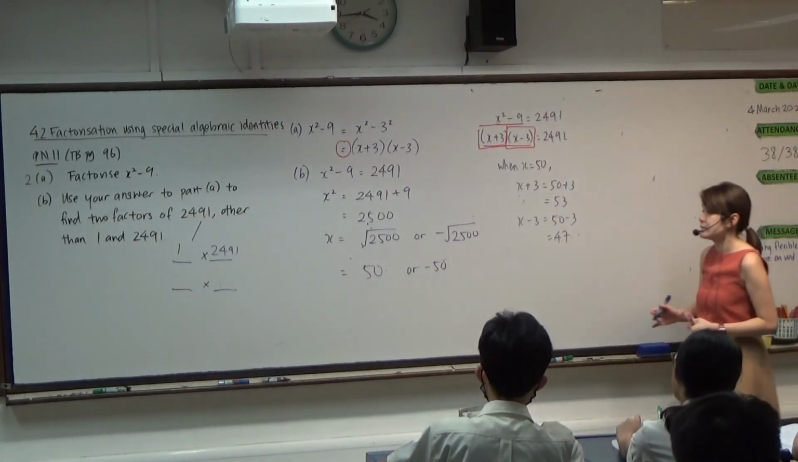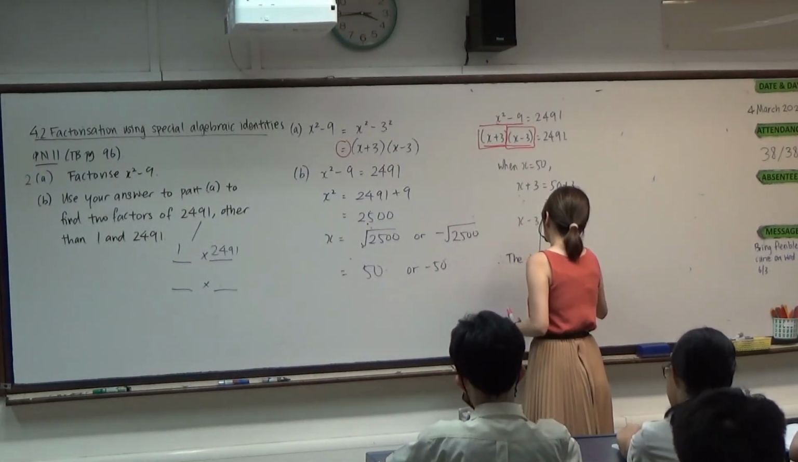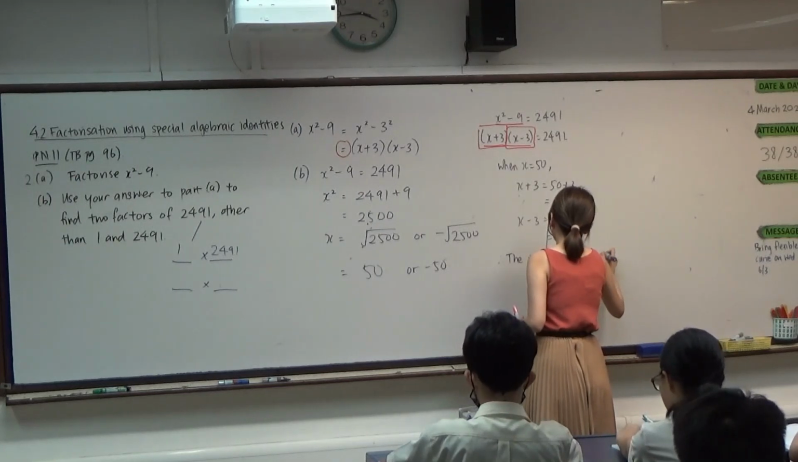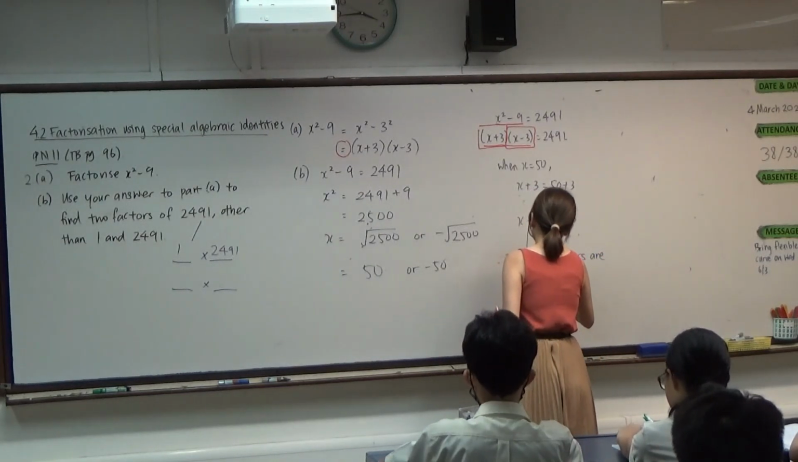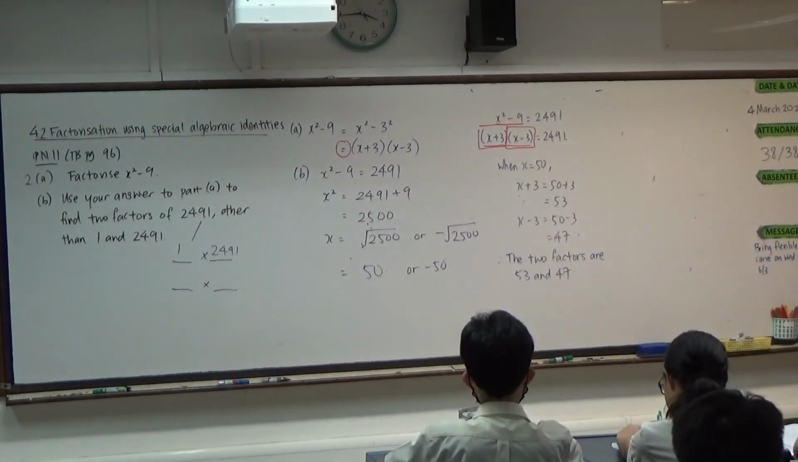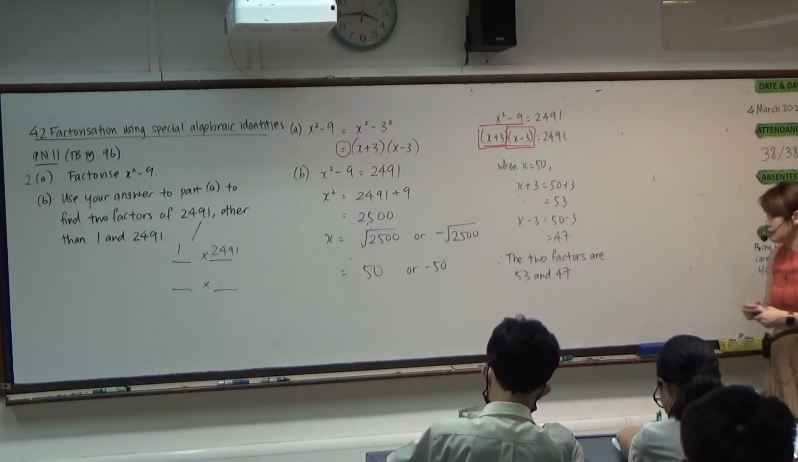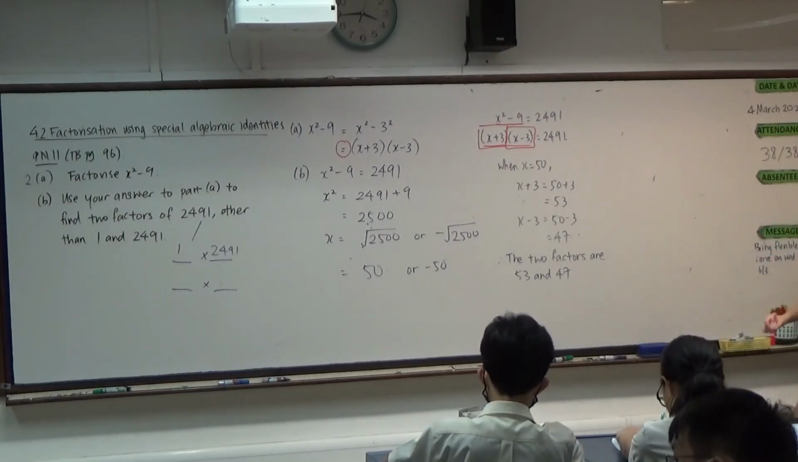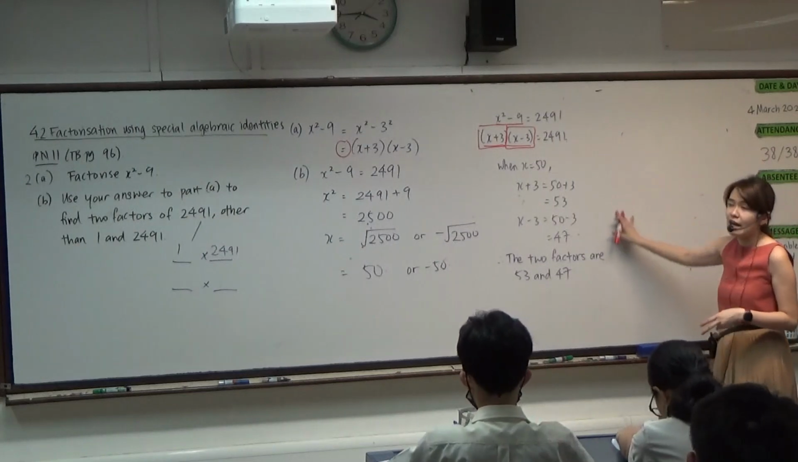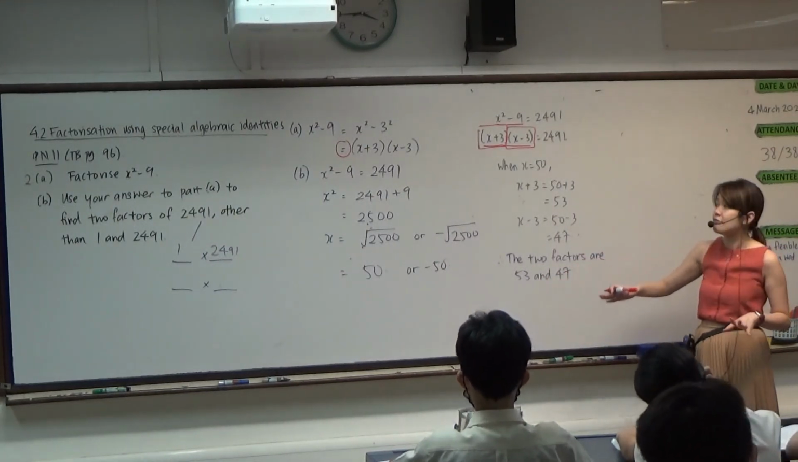With this I can say that the two factors are 53 and 47, because when 53 is multiplied with 47, it does give me 2491. Of course, there's also another case that you can have, but the question is only asking for two factors. This is two of them, which is enough already.